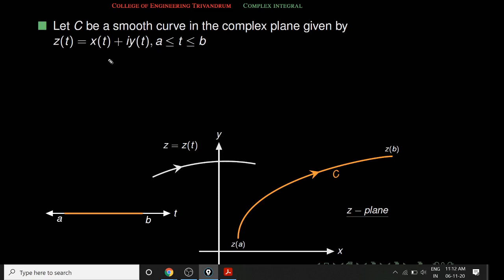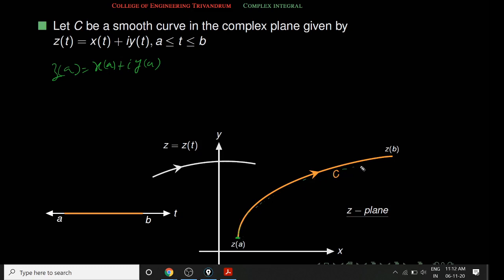Corresponding to every t, there is a complex number, right? What is z of a? z of a is x of a plus i y of a. So that is this point. So this is our z of a. Whenever t is increasing, automatically this curve is traced through like this.